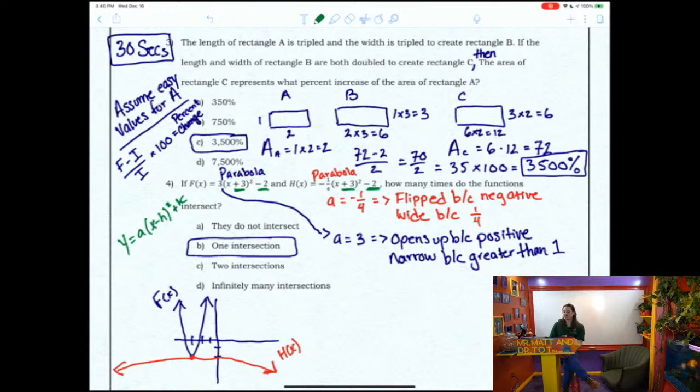So you can see that they actually intersect exactly once, right at their vertexes. So the answer to number 4 was B.